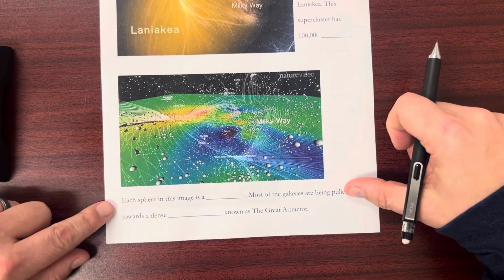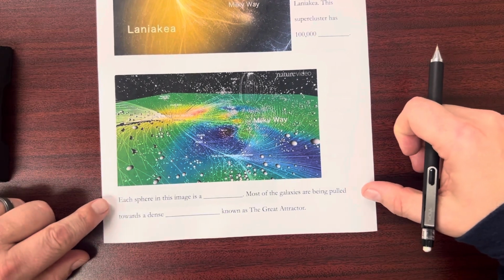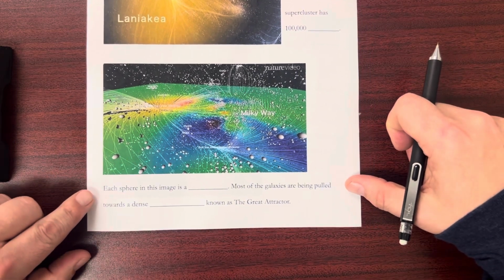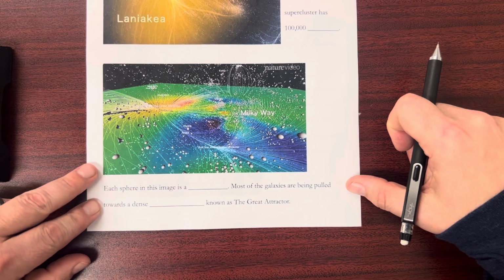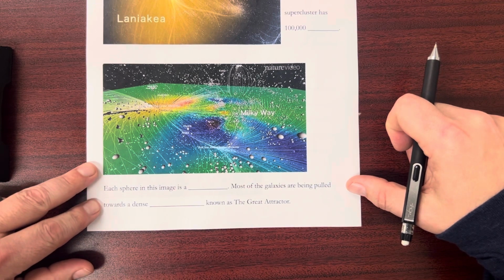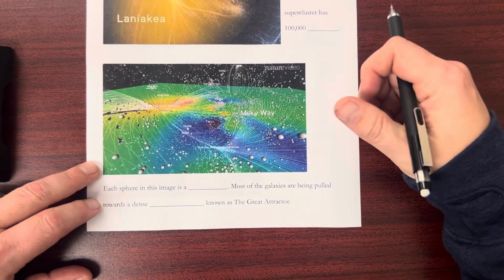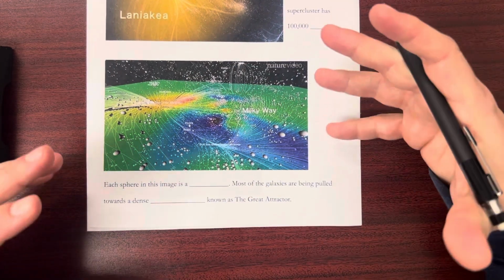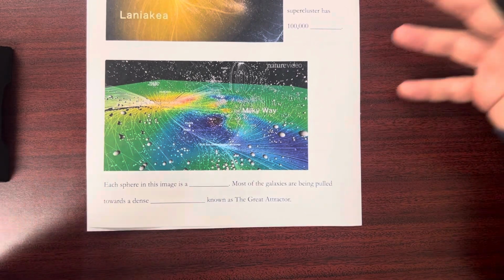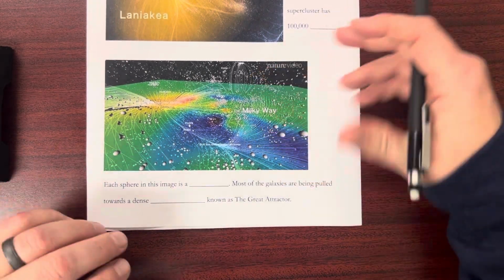So each sphere in this image is a galaxy. Most of the galaxies are being pulled towards a dense region known as the Great Attractor. This is just a dense region of galaxies that altogether has a stronger gravitational pull, so it's moving other galaxies towards them.